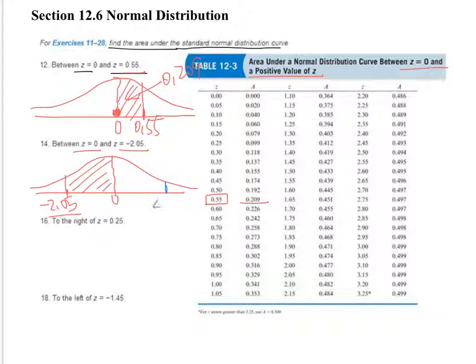So the question here is, if I can find the area between 0 and positive 2.05 as A, then this will share the same value because this is a symmetric curve. So we go to the table and find 2.05 as a z-score, and the A value is going to be 0.480. So the area right here is going to be 0.480.